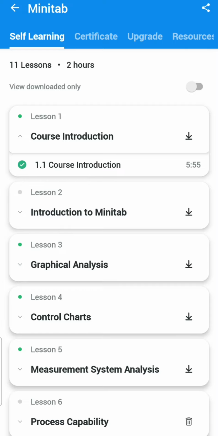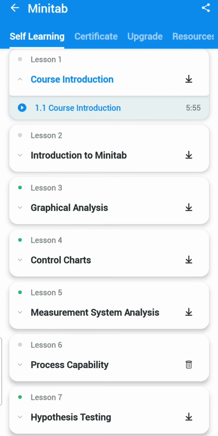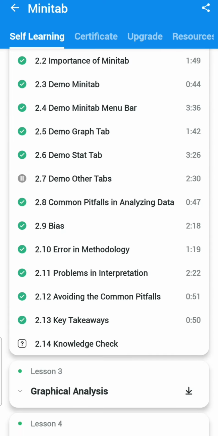We'll take the assessment now. The first chapter does not have any assessment directly. It has got the introduction. Let me go to the next chapter. The second chapter has got a knowledge check. Let's do this one.